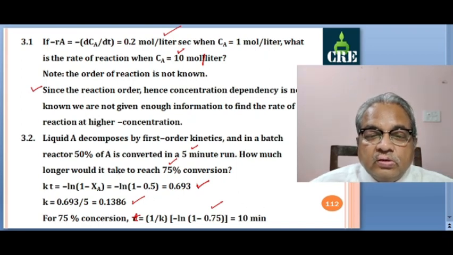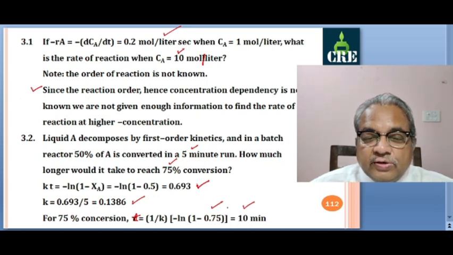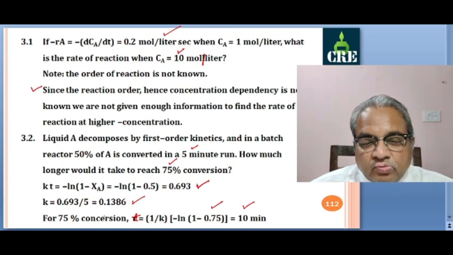So for this kinetics, what will be the rate law? It is first order. So minus Ra is equal to K Ca, and K value is 0.1386. So the rate law is minus Ra is equal to 0.1386 Ca. And with this equation, for 75% conversion, time taken will be 10 minutes. So you can find out the time required for any conversion: 60%, 70%, 80%, 90%, 100%, or 40%, 20%, whatever.